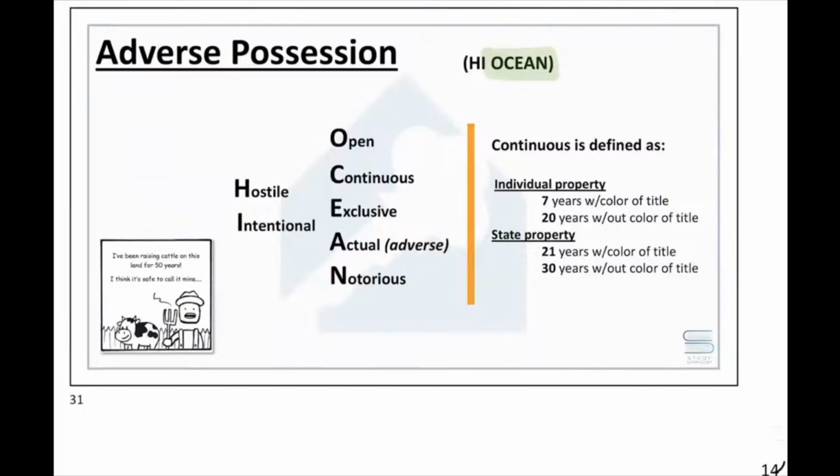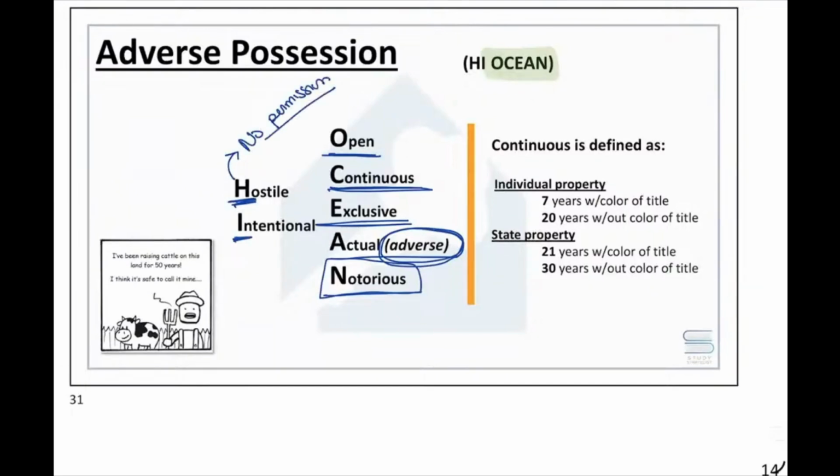So you would have to prove your use was open, everybody knew about it. It's continuous, it has to happen for a certain amount of years. How many years? Depends on your state. Exclusive, you don't care about that one. It needs to be adverse, meaning you never had permission, and the use has to be once again notorious. Everybody had to know about it. Now, again, I teach this as high ocean. Your use has to be hostile and it has to be intentional. And again, hostile means you had no permission.